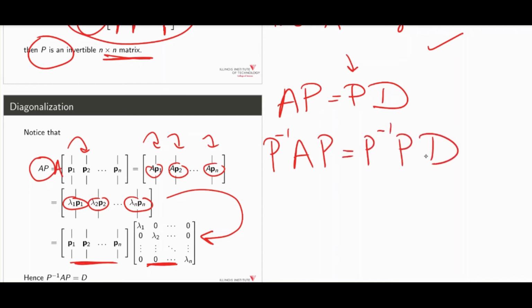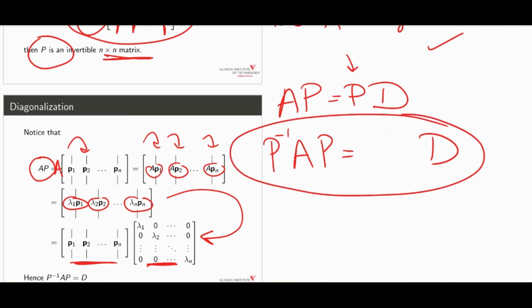So you get something like this. This cancels out, gives you the identity matrix, and this is going to give you D. And now we have P inverse AP equals D. And what is D, by the way? D is this matrix. It's a diagonal matrix.